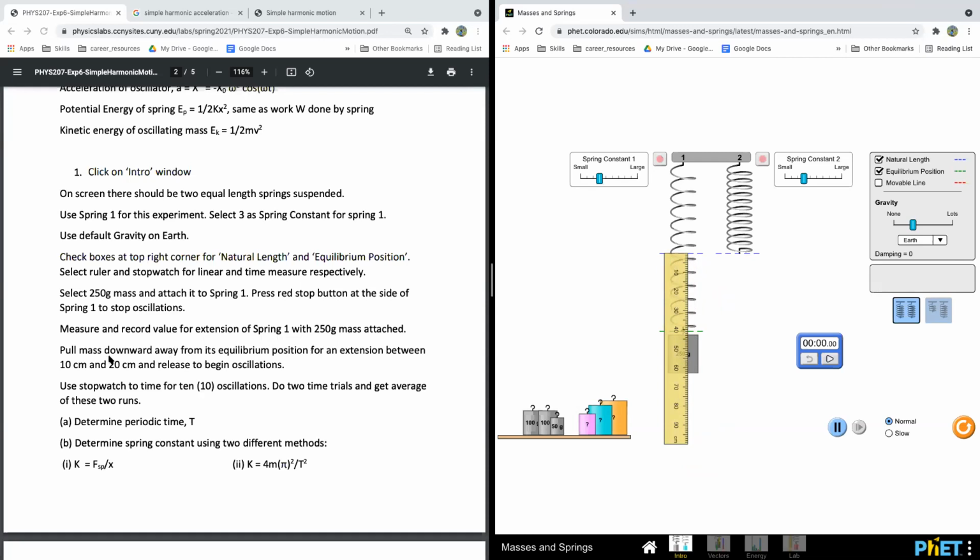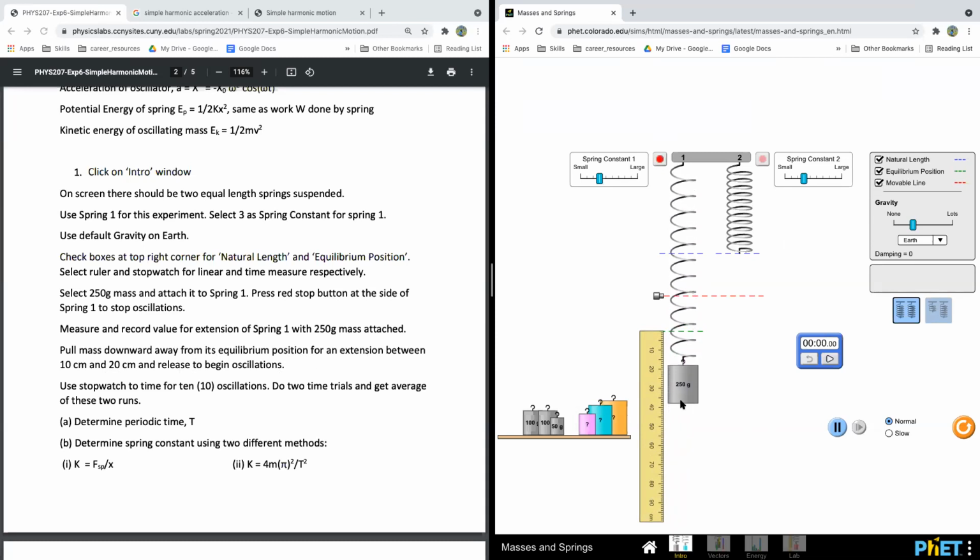Then pull the mass downward away from its equilibrium position for extension between 10 and 20 centimeter and release to begin oscillating. So now we press stop, so it stopped. You could record this 41 centimeter, and if we pull like 10 to 20, so we just say movable length. Just try to pull a little bit like this, and then you record.